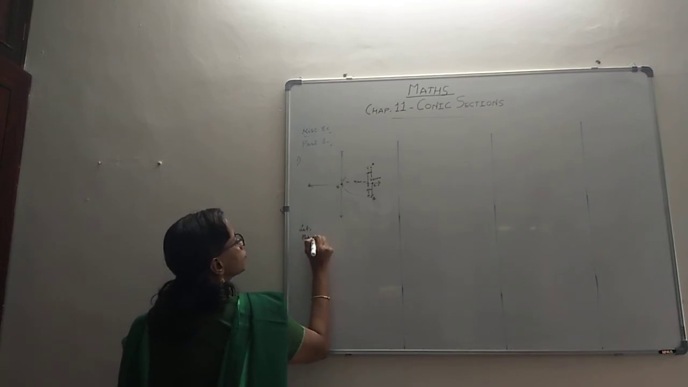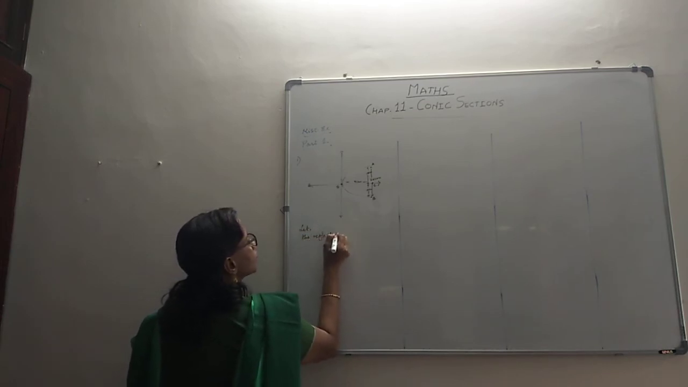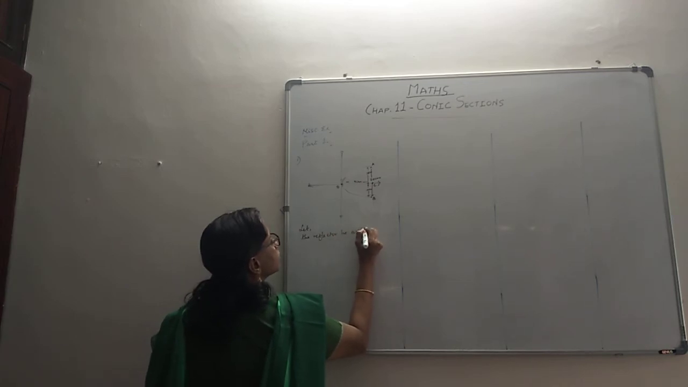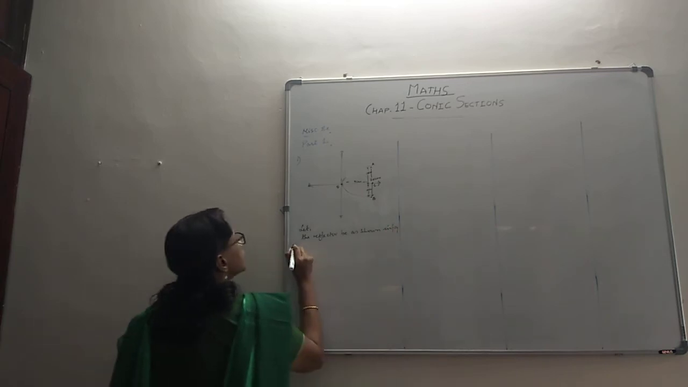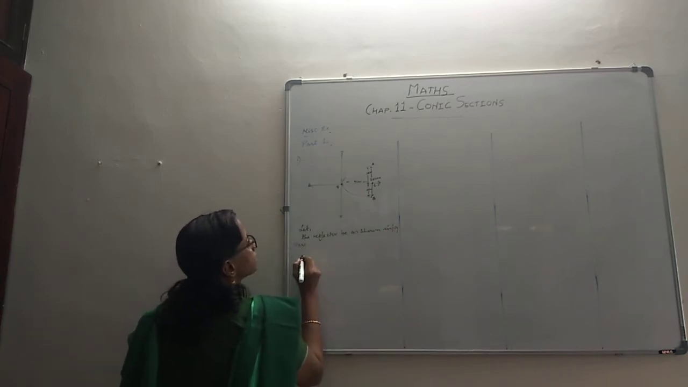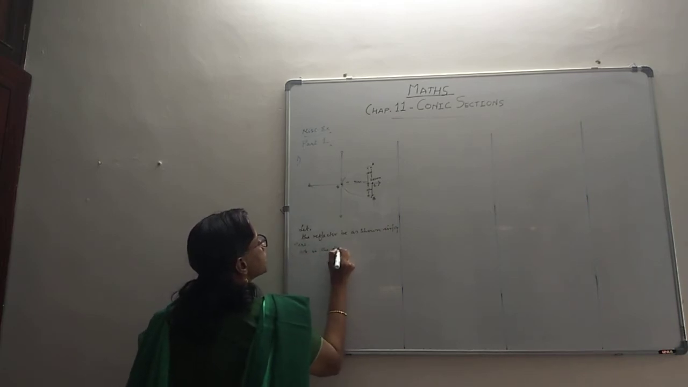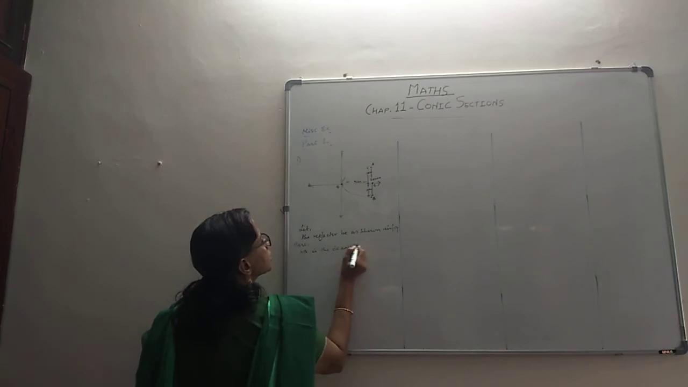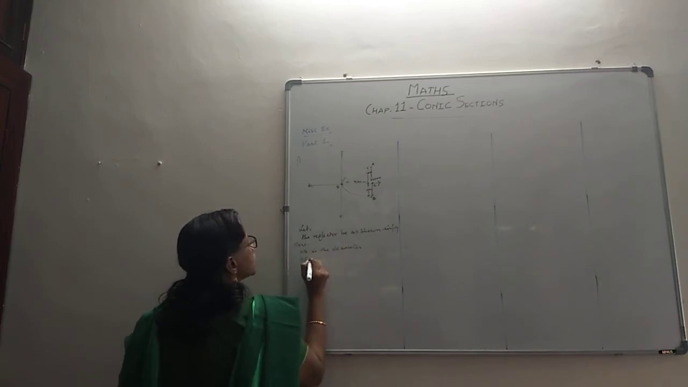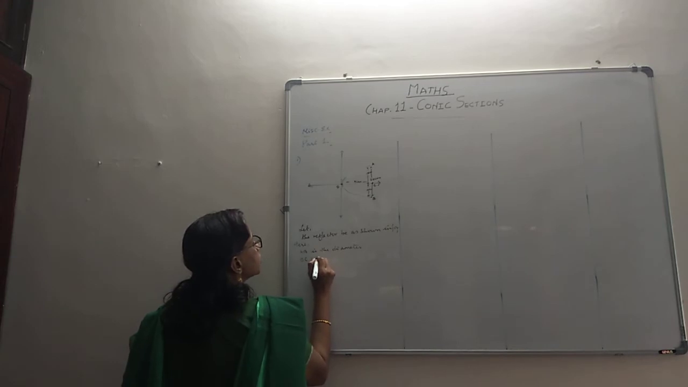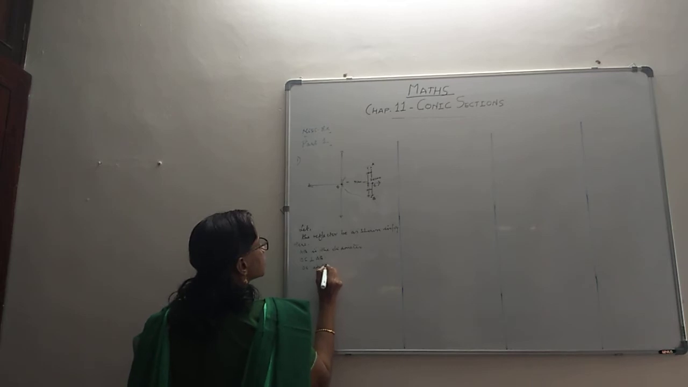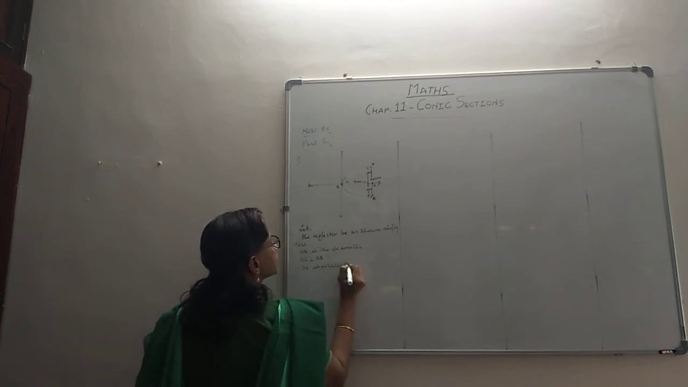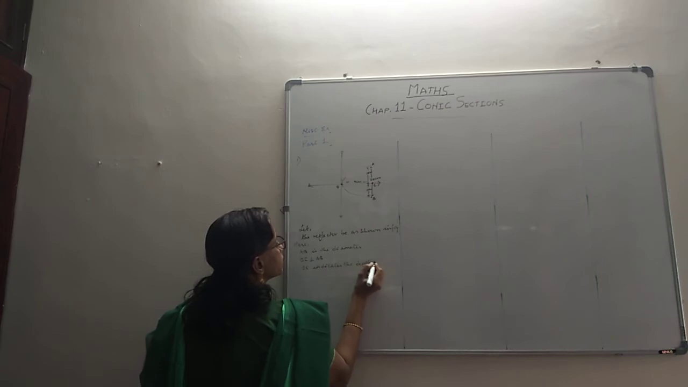Let the reflector be as shown in the figure. Here, AB is the diameter. Then OC is perpendicular to AB, and OC indicates the depth. So that's how we are introducing the problem, right?